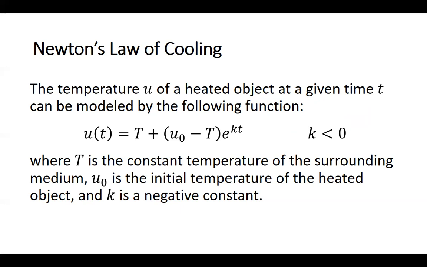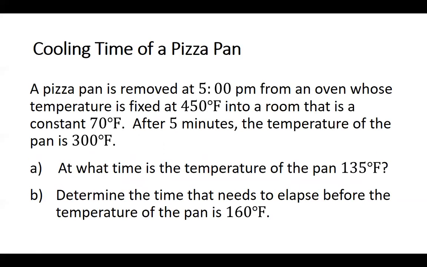So T is the constant. U sub 0 is the initial temperature of the heated object. And U of t is the temperature at a specific time. K is a negative constant. This is going to be a decay, right? It's the law of cooling, meaning the temperature is going to go down. So that's why K is a negative constant.